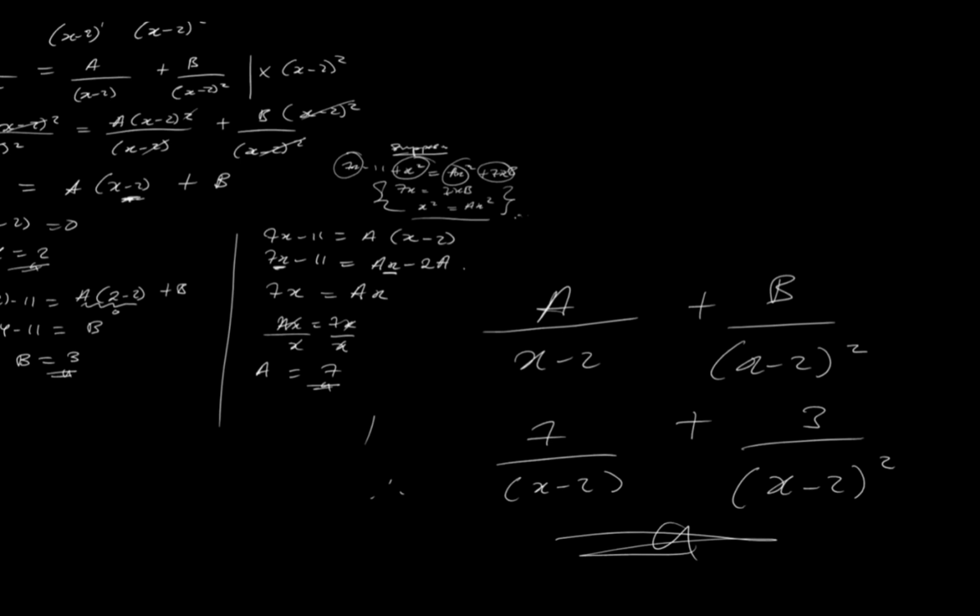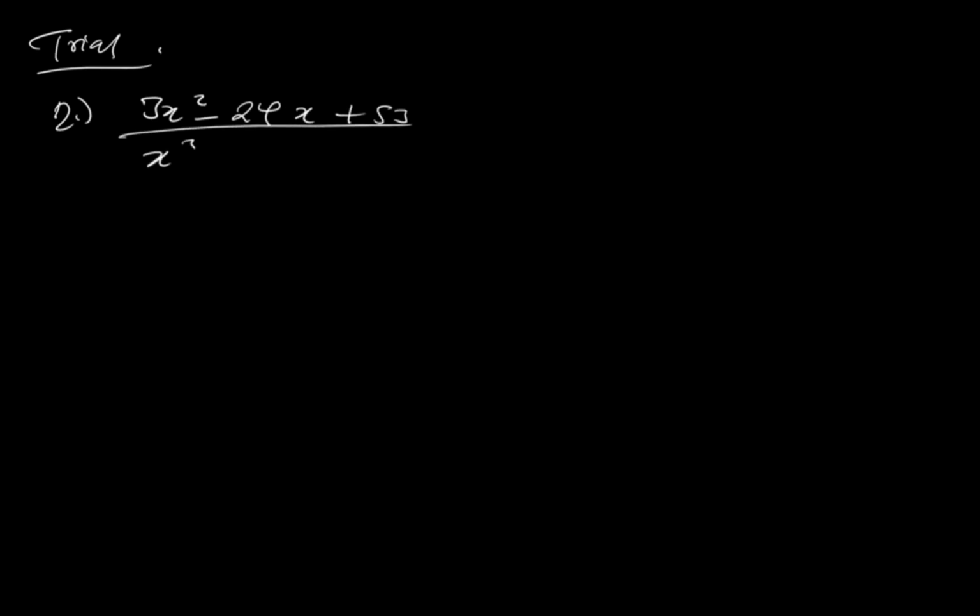Maybe let me give you a trial to see if you understand. It's going to be a bit difficult, but simple. Alright, so trial. Suppose you have 3x squared minus 24x plus 53 over x cubed minus 6x squared plus 9x. You can pause the video and try to attempt this question on your own and see how best you can answer it.